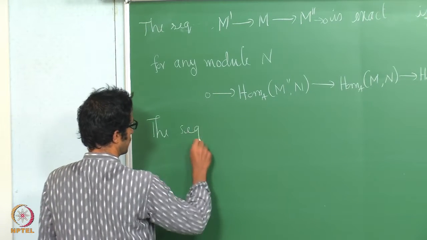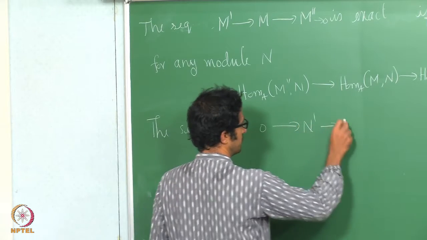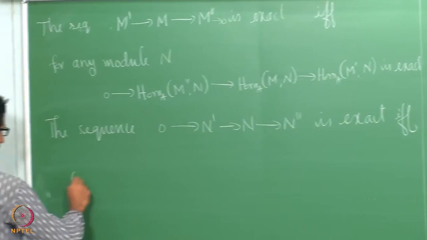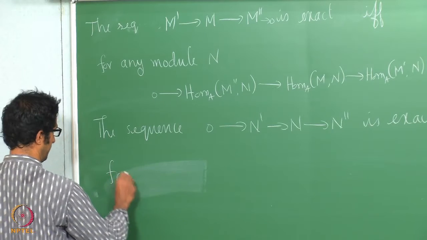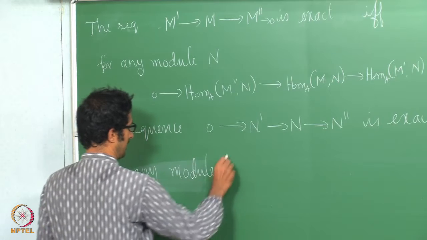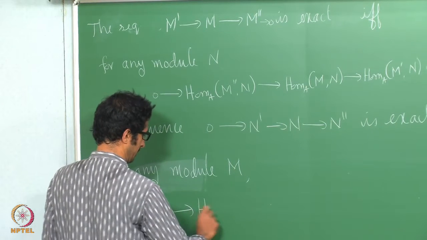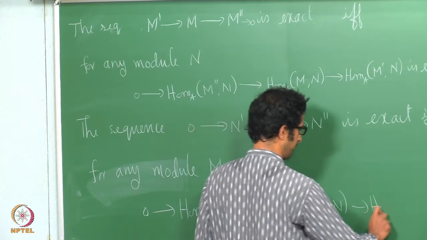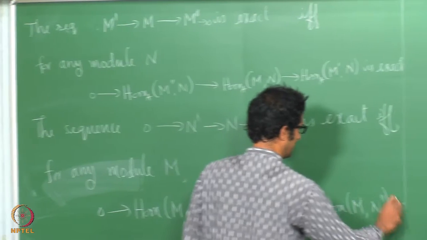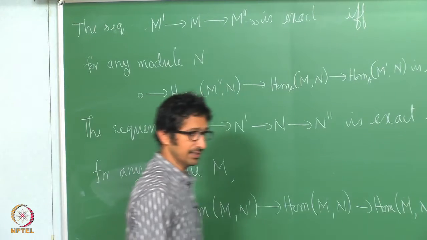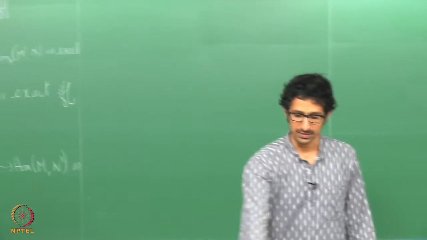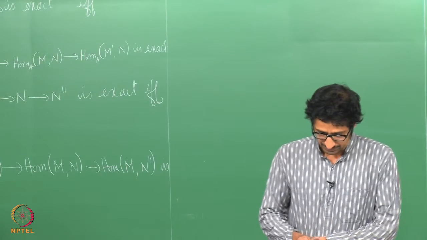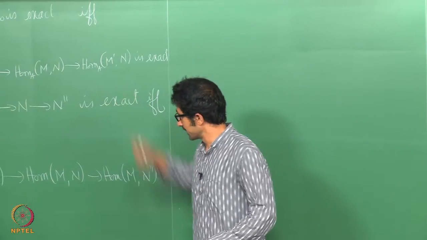Similarly, the sequence 0 to N prime to N to N double prime is exact if and only if for any module M, 0 to Hom(M, N prime) to Hom(M, N) to Hom(M, N double prime) is exact. Okay. So this is again the usual diagram chasing, exactly the way we did for the case of exactness in these proofs last time.